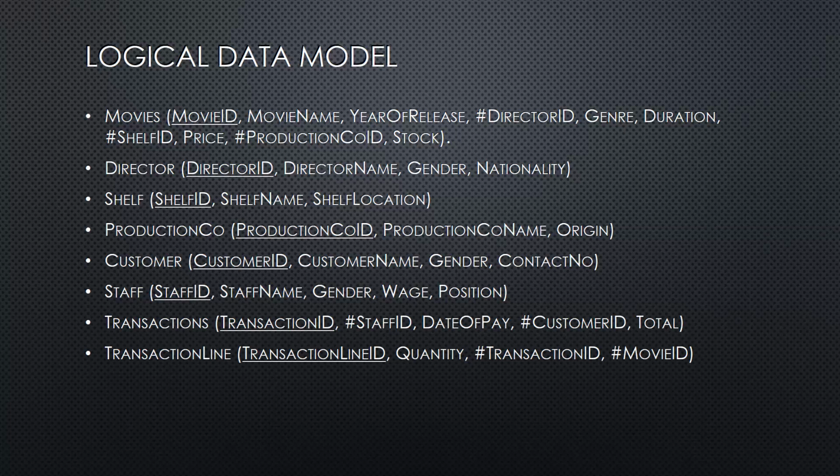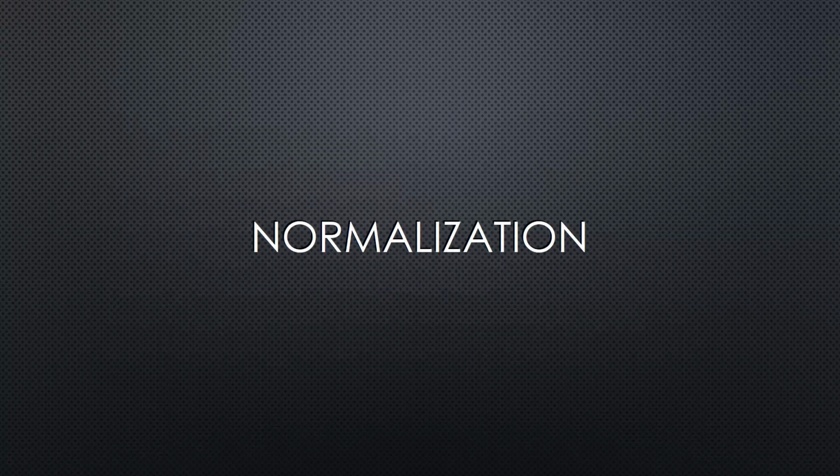Lastly, the logical data model shows a detailed representation of an organization's data. The one that is underlined are the primary keys, and the one with the hashtag sign are the foreign keys. Normalization is the process of organizing the attributes and relations of a database in order to minimize data redundancy.